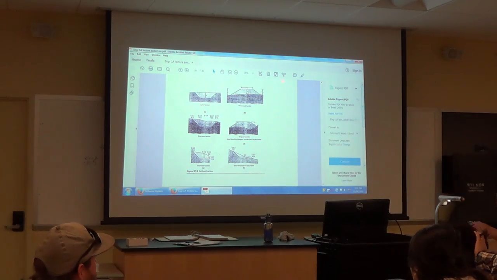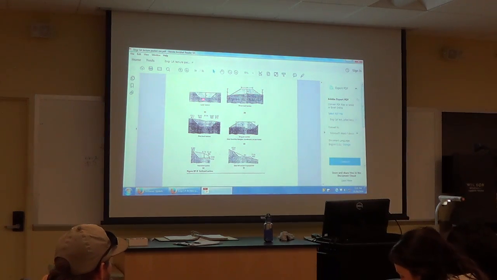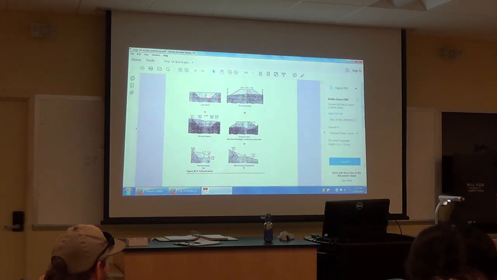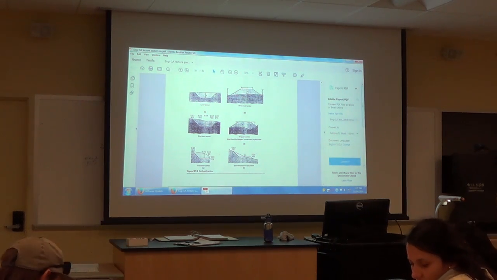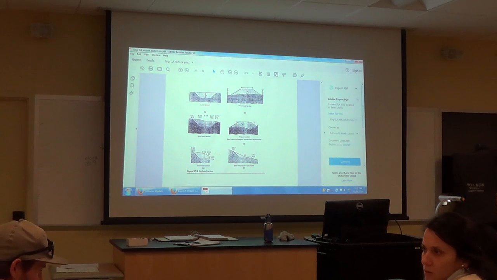Okay, so on the first one, where is the road? Is the road on top or the bottom? The top. The bottom. That one's confusing, huh? How do we know? By the angle of the cut.